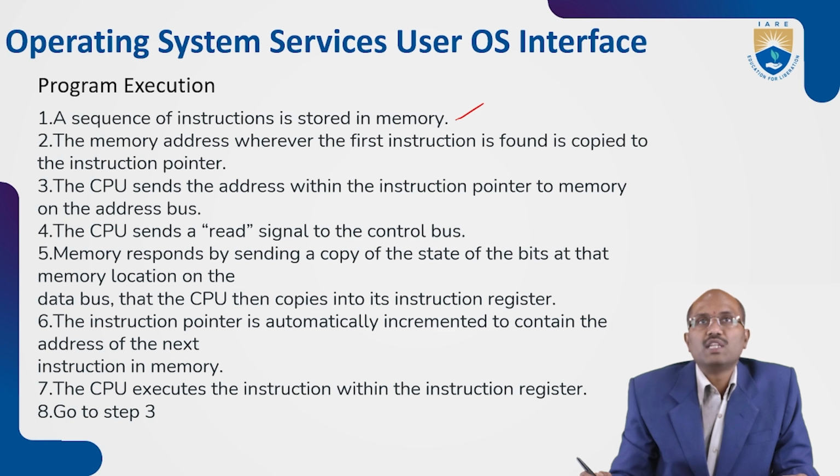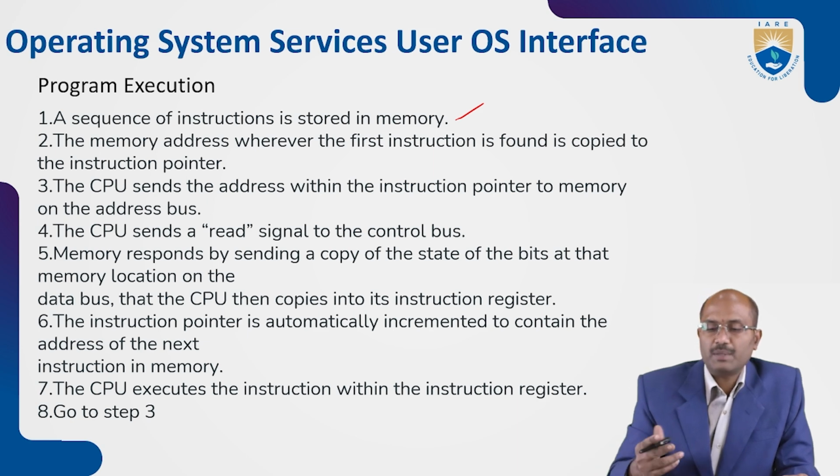Step 4: The CPU sends a read signal to the control bus. Step 5: Memory responds by sending a copy of the state of the bits at that memory location on the data bus, which the CPU then copies into the instruction register. Step 6: The instruction pointer is automatically incremented to contain the address of the next instruction in memory. The CPU executes the instruction within the instruction register. Then go to step 3.